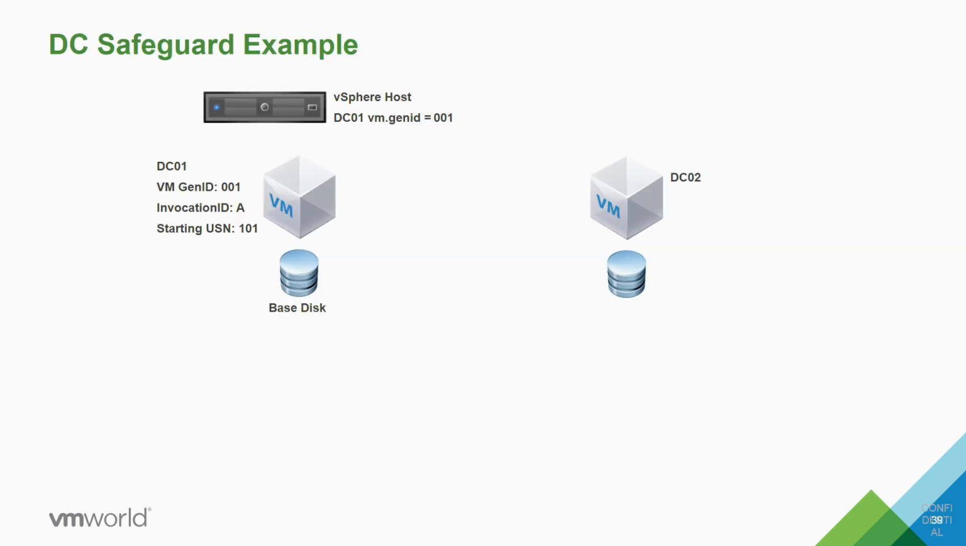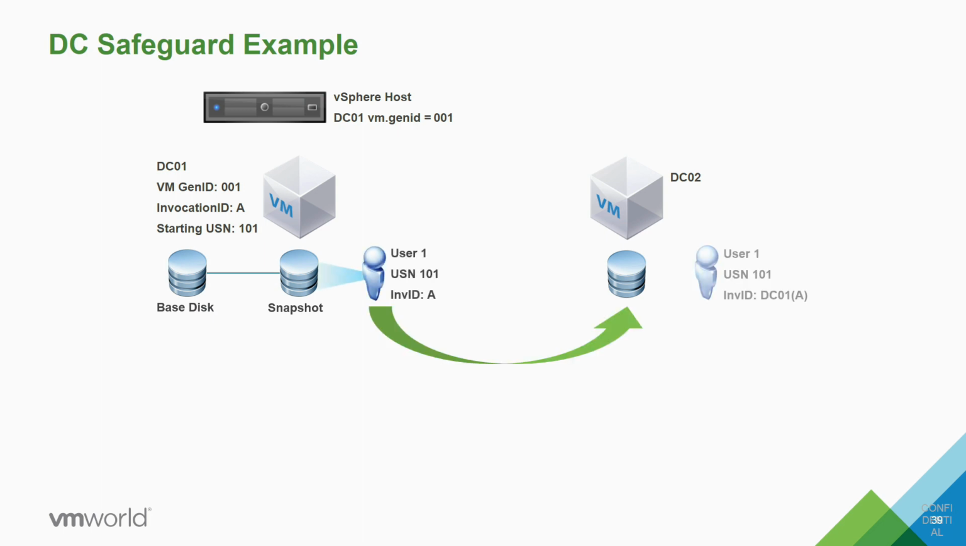and then we'll show you the real demo. So here we go, same as before. Now I have Gen ID 001, USN 101, invocation ID A. Similar to before, I've taken a snapshot because again, I am a sneaky administrator. I've created user 1, USN 101, replicated over to DC02. DC02 says this is fine, no problems. Now I'm going to revert the snapshot.